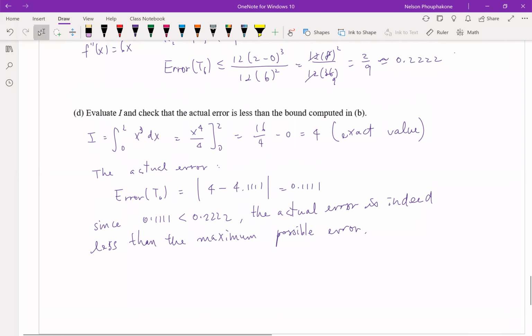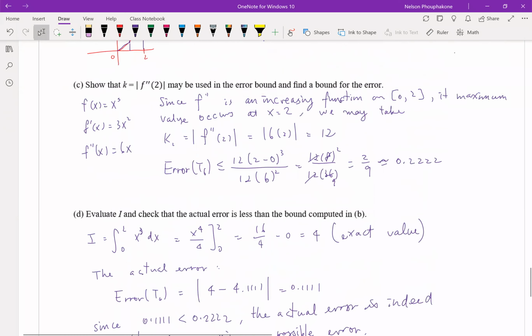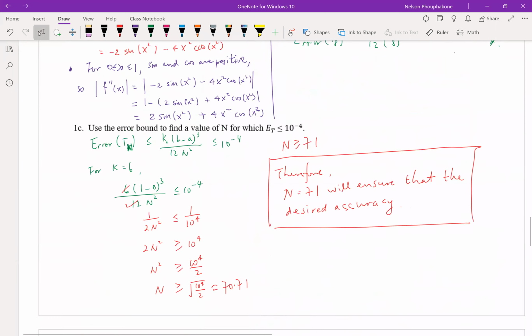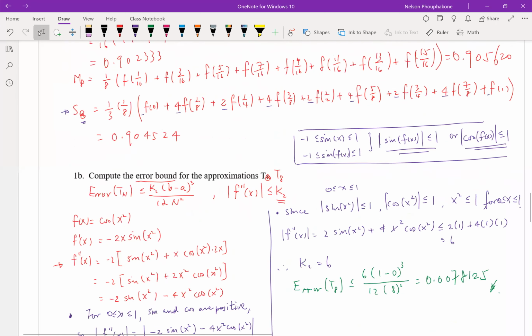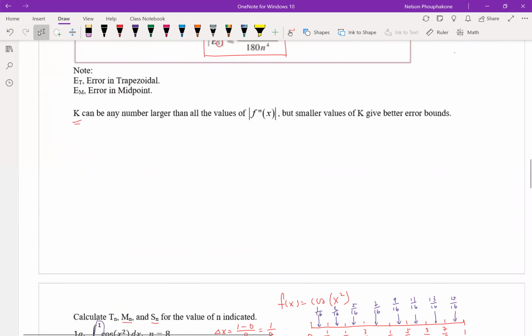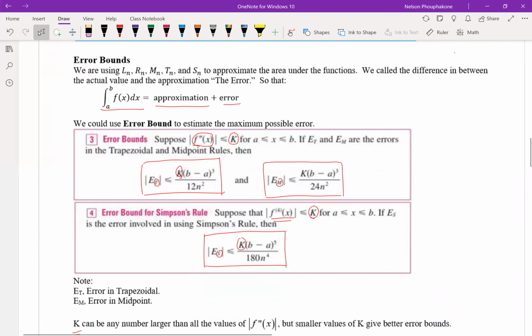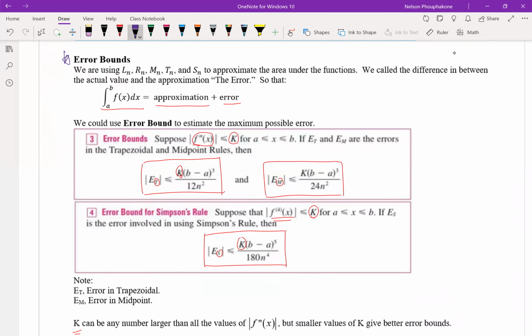Okay, so then that is it for this lecture right here. Again, in this lecture, I introduced two more approximations, right? The trapezoidal approximation and the Simpson rule. And I also mentioned how we actually work with the error bounds.